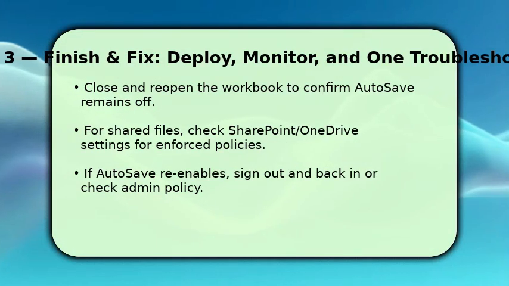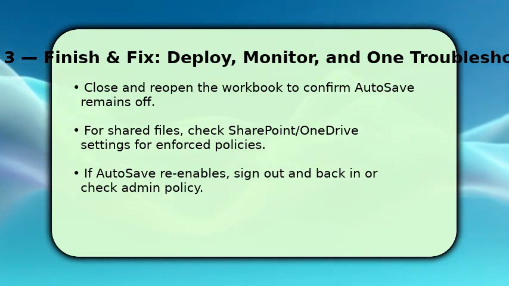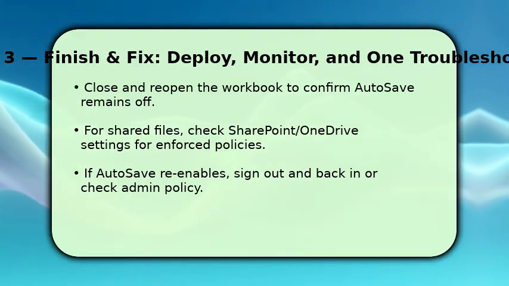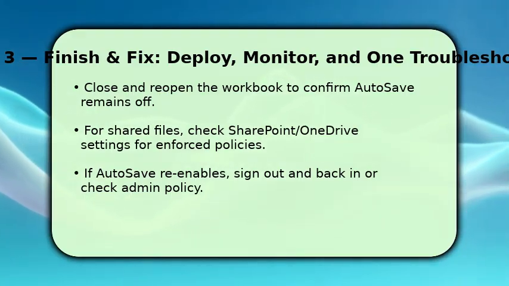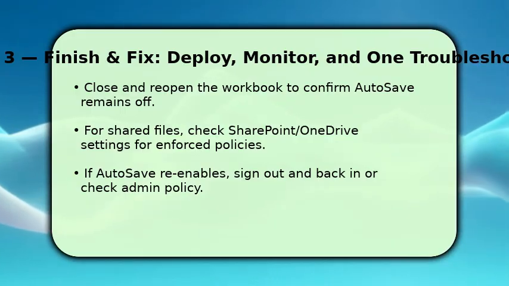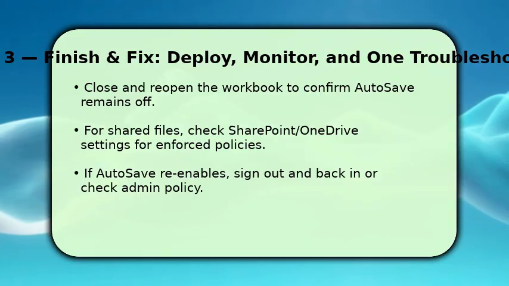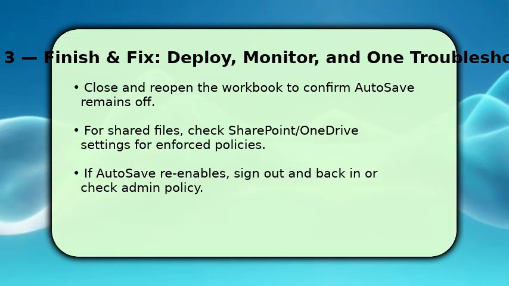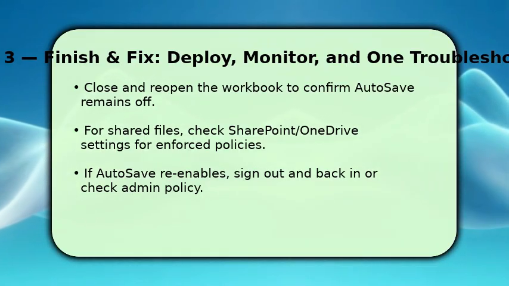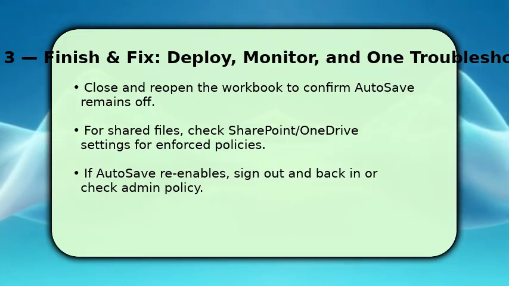To finish, close the workbook and reopen it to confirm Autosave stays off. This validates your user-level change. If the file is in a shared location, make sure SharePoint or OneDrive isn't enforcing Autosave via an administrator policy. Those override user settings. If Autosave re-enables unexpectedly, sign out of your Microsoft account and sign back in, or contact your IT admin to check group policies. That usually resolves sync-driven re-enabling and restores manual save control.